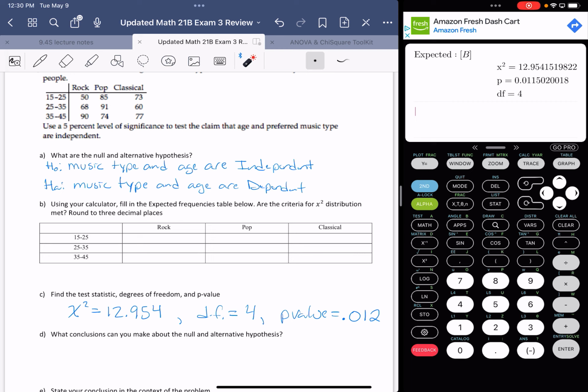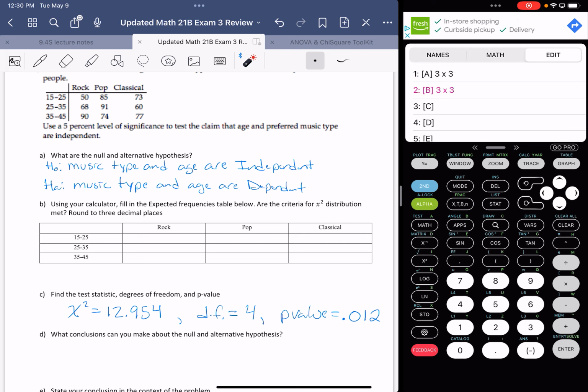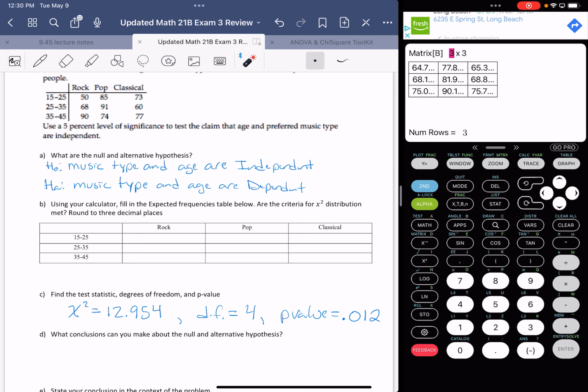Okay. Now, I skipped a part, right? Part B. It wants us to give the expected values. That way we can state whether the chi-squared distribution criteria have been met or not. So in your calculators, go back into matrix, so second matrix. You could just go straight to the name B, but I like to go to edit and then B, just because the formatting looks better in my opinion. So go to B, and you should get the following results.